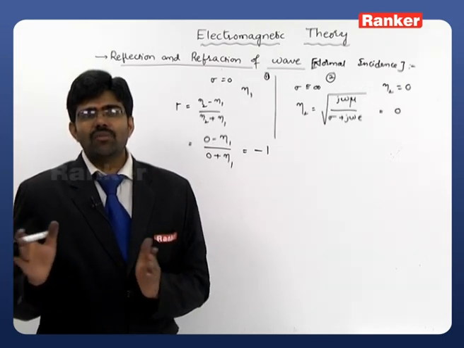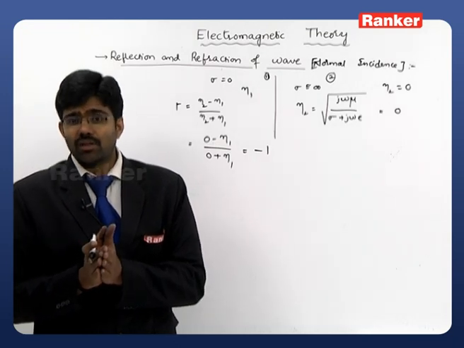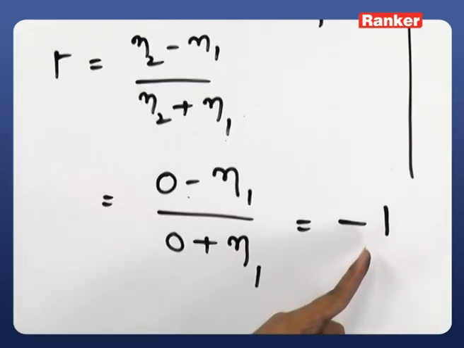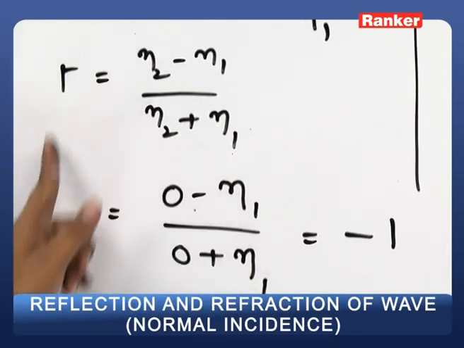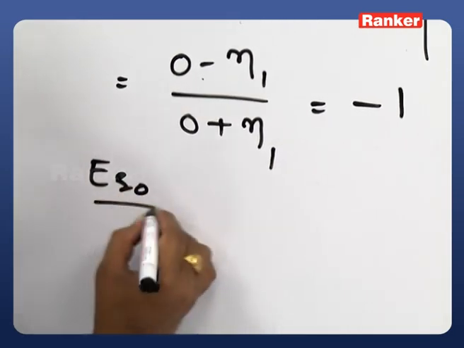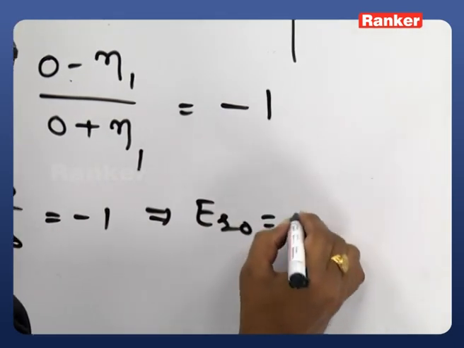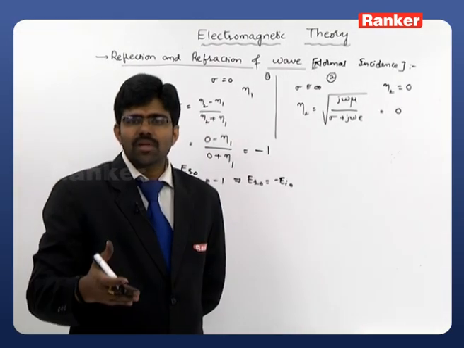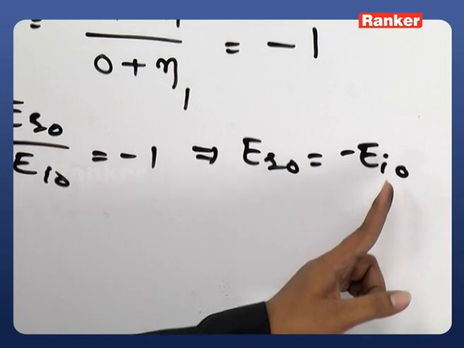The wave will be completely reflected from the boundary of any conducting medium or perfect conducting medium, that is what we can say. But whenever it is reflecting, it is taking a 180 degree phase shift. That is what we observe with the help of this negative one. So with the definition of gamma, E_R0 divided by E_I0 is equal to minus 1, which corresponds to E_R0 equals minus E_I0. Whenever we have a conducting medium as the boundary, immediately the reflected wave is equal to the incident wave.